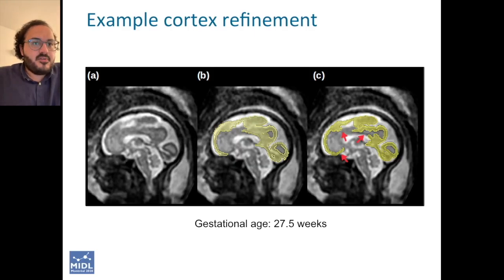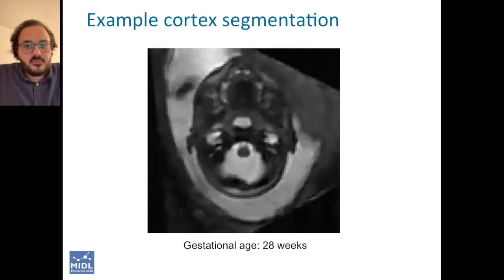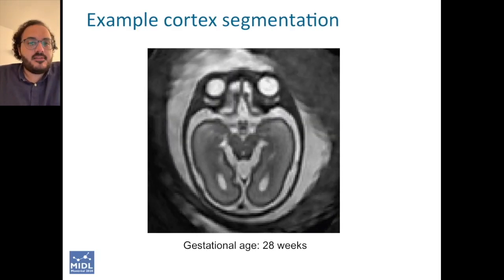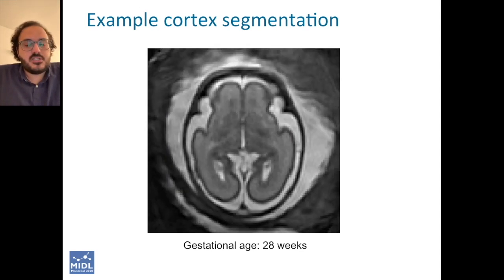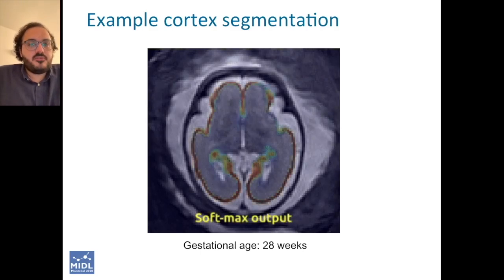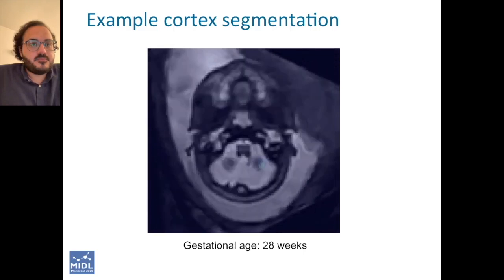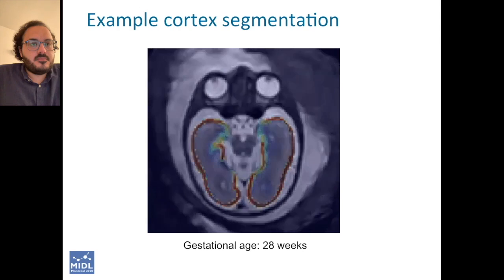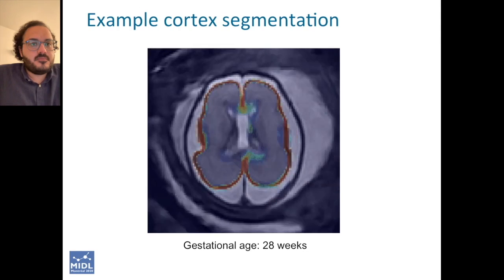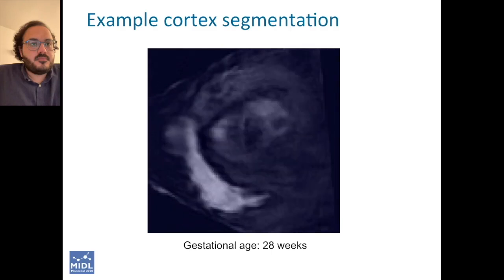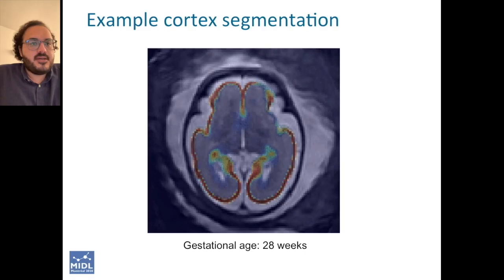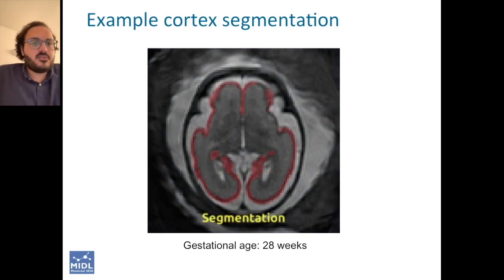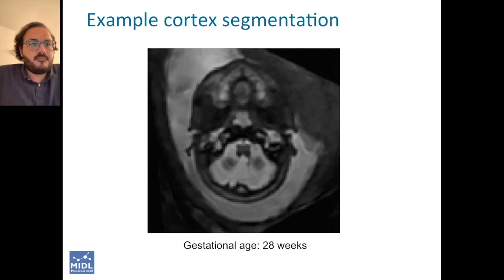And this is an example of how our final model would perform on a completely held out scan. In this case, it's a 28-week gestational age scan. So now you can see the softmax output of our model. And this is the thresholded segmentation of cortical gray matter.